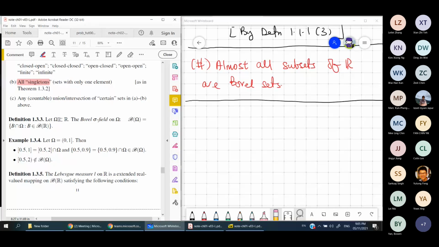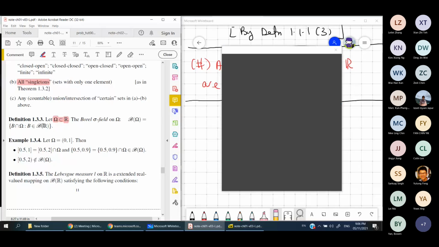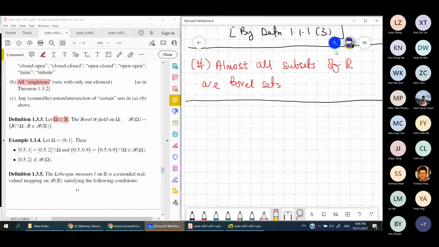Okay, when omega is just a subset, what we can do is take any B intersect this, which will be a Borel subset on this subset of it. Okay, so you can look at these examples.